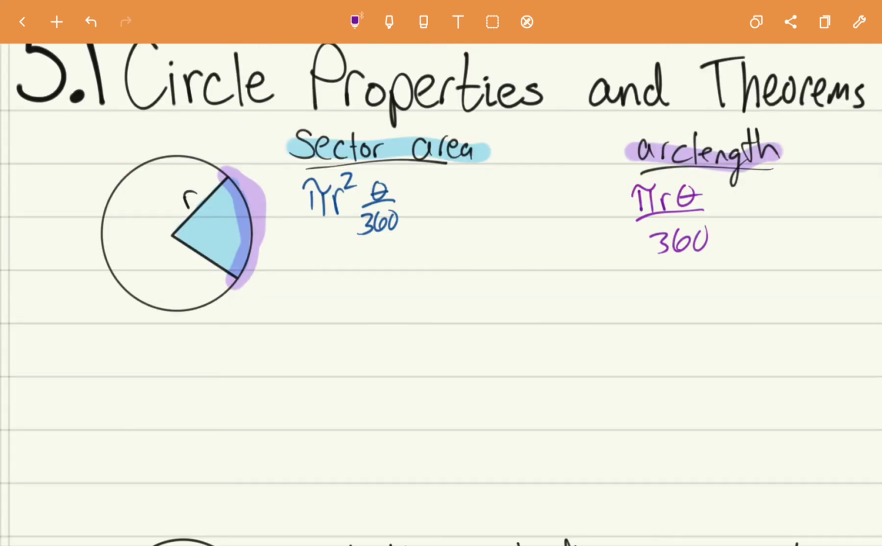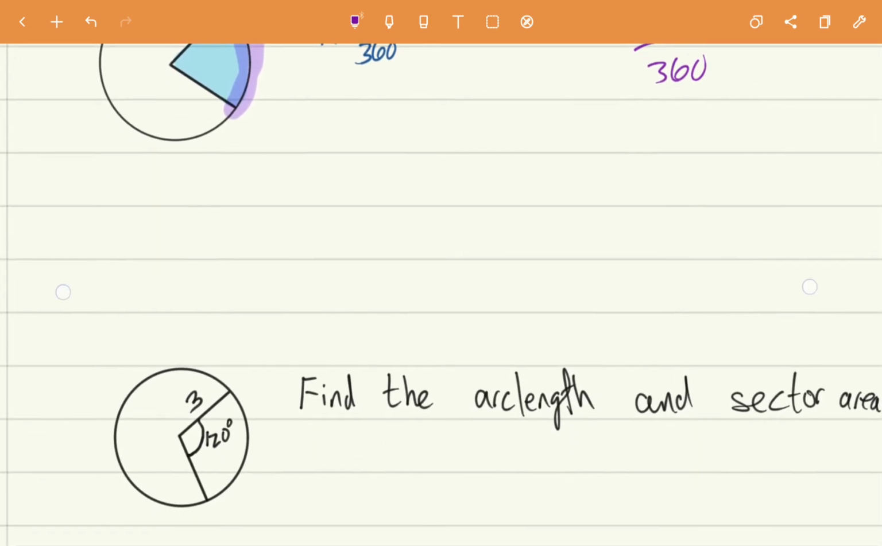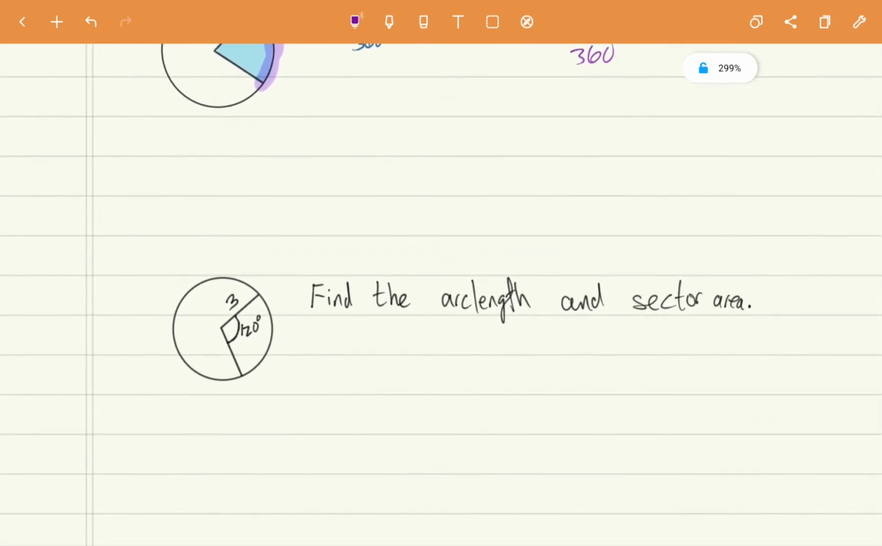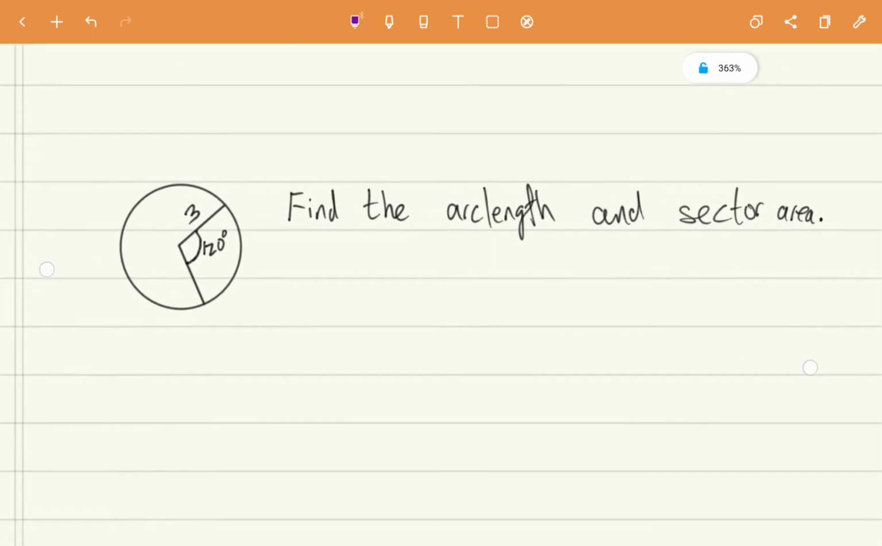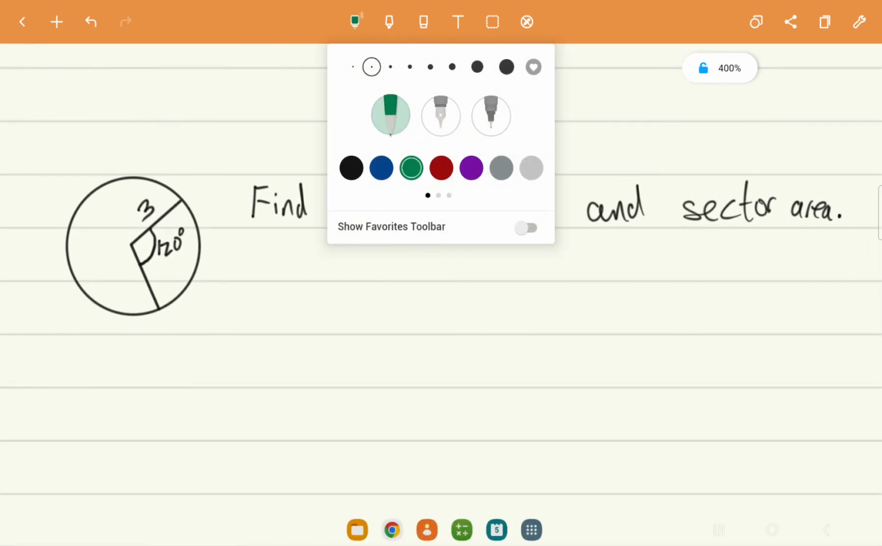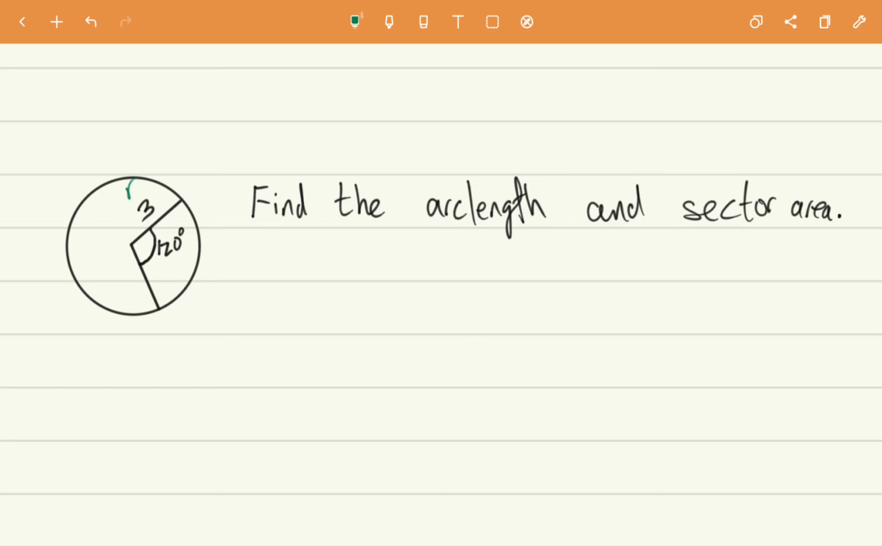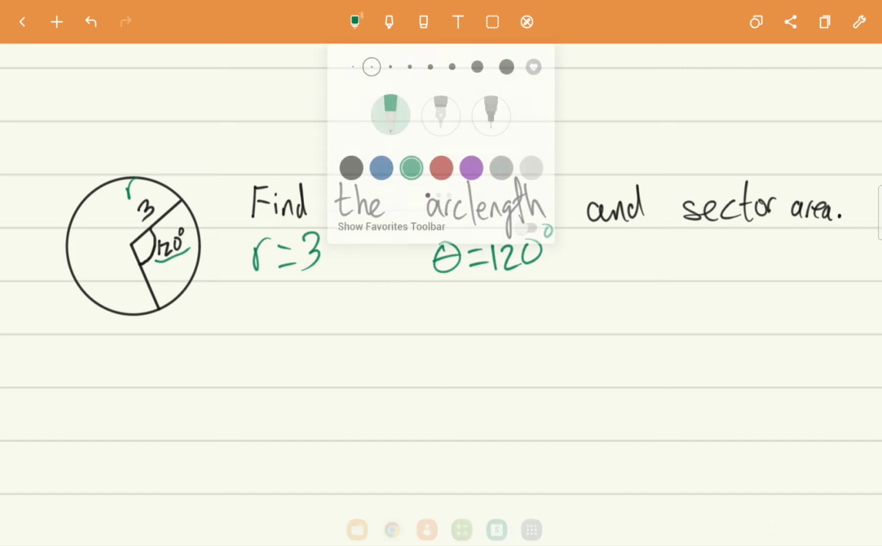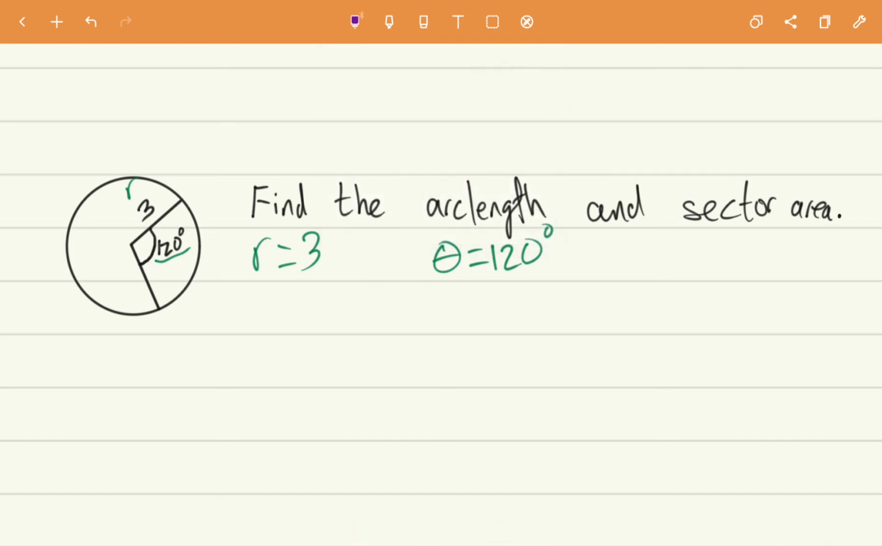Alright, so I've just rewritten the formulas here for sector area and arc length. Now we're going to look at an example. So we want to find the arc length and the sector area. As we can see here, we have our r, so r equals 3, and we have our angle, which is 120 degrees.